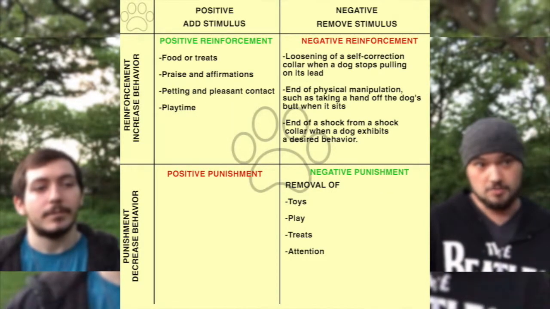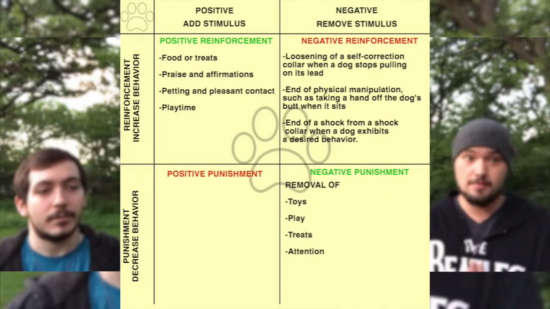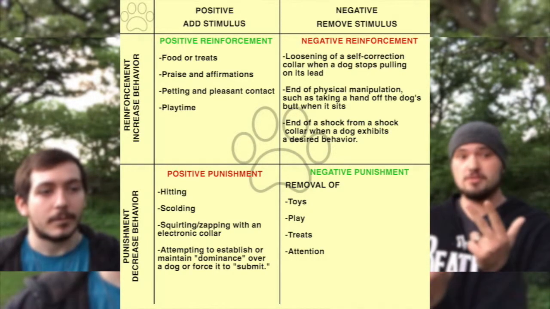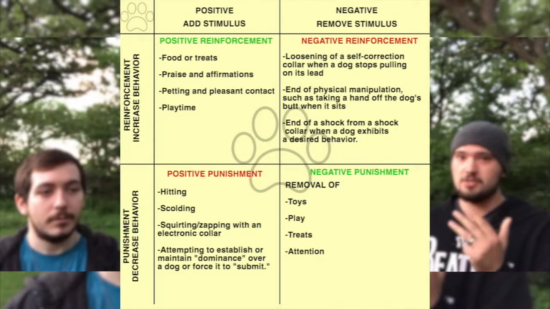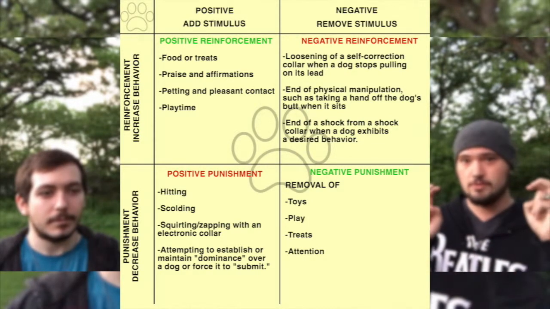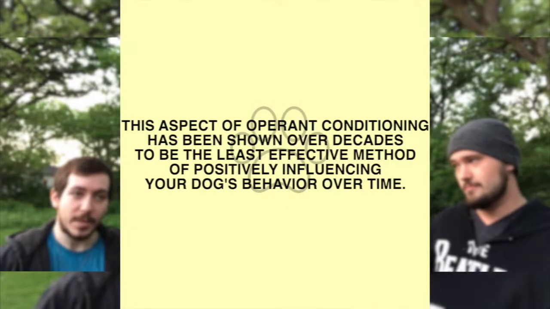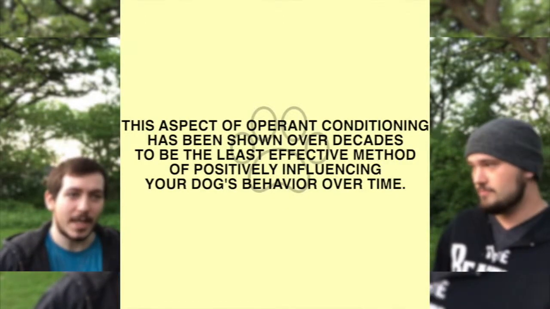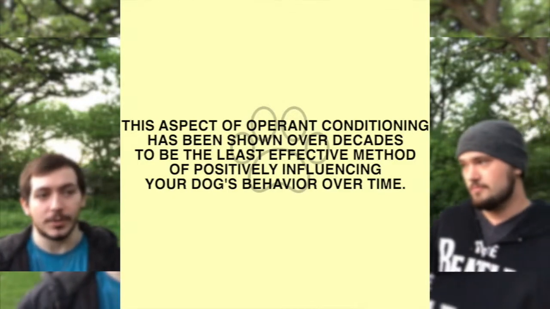Examples of positive punishment include the addition of an unpleasant stimulus in response to an undesired behavior, such as hitting, scolding, squirting or zapping with an electronic collar, or attempting to establish or maintain dominance over your dog or force them to submit. This aspect of operant conditioning has been shown over decades to be the least effective method of positively influencing your dog's behavior over time.